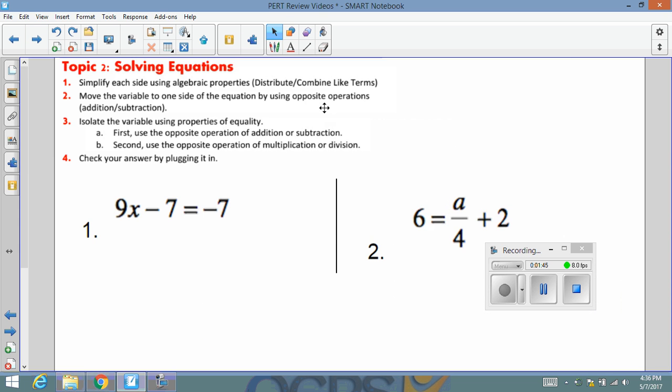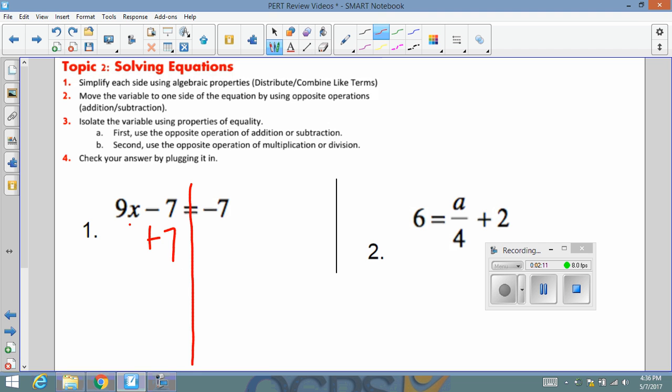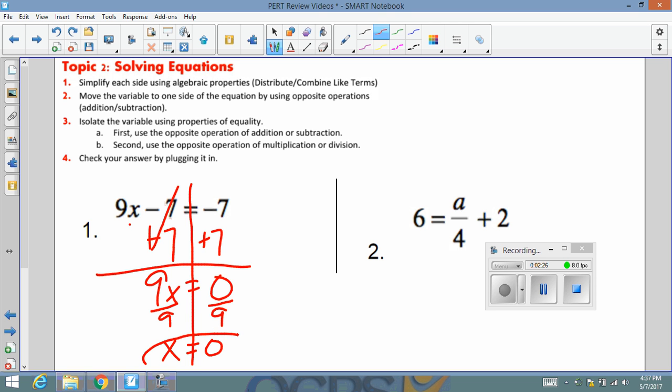Let's take a look at our examples here. So our first example, step 1, simplify each side. I don't need to do anything there because I have no distribution, no like terms. Step 2, move the variable to one side. I don't need to do anything there because I only have the one x, the 9x on the left side. Step 3, isolate the variable. First use your addition and subtraction. So here's my variable. So I need to get rid of this minus 7 by adding 7 to both sides. I get 0. And then dividing by 9, I get x equals 0 divided by 9, which is 0.